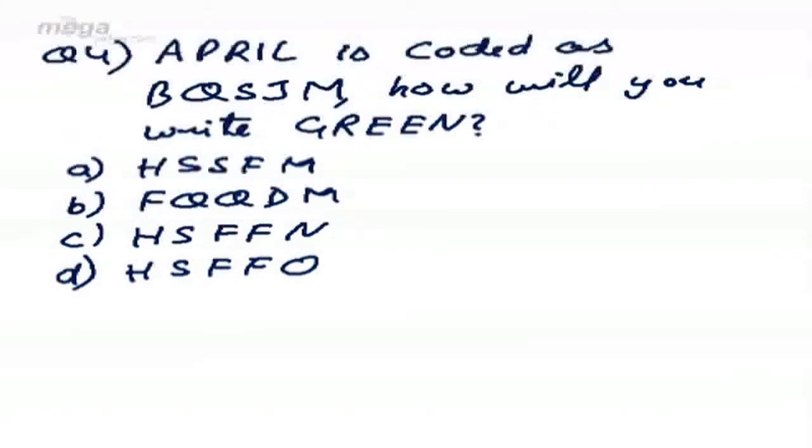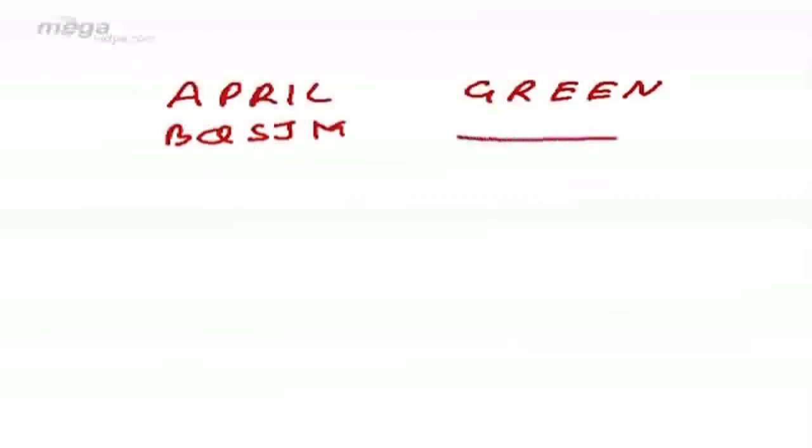Fourth question is, if April is coded as BQSJM, how will you write green? The answer options are given to us. Now this is relatively a simpler question. If you ask me, this is a very simple question. If April is coded as BQSJM, so how are we supposed to code green in a similar way?